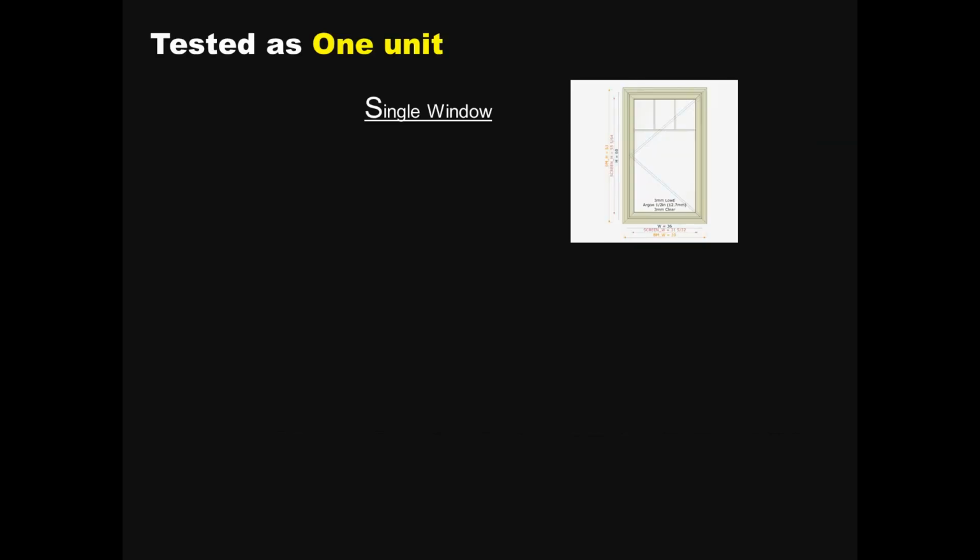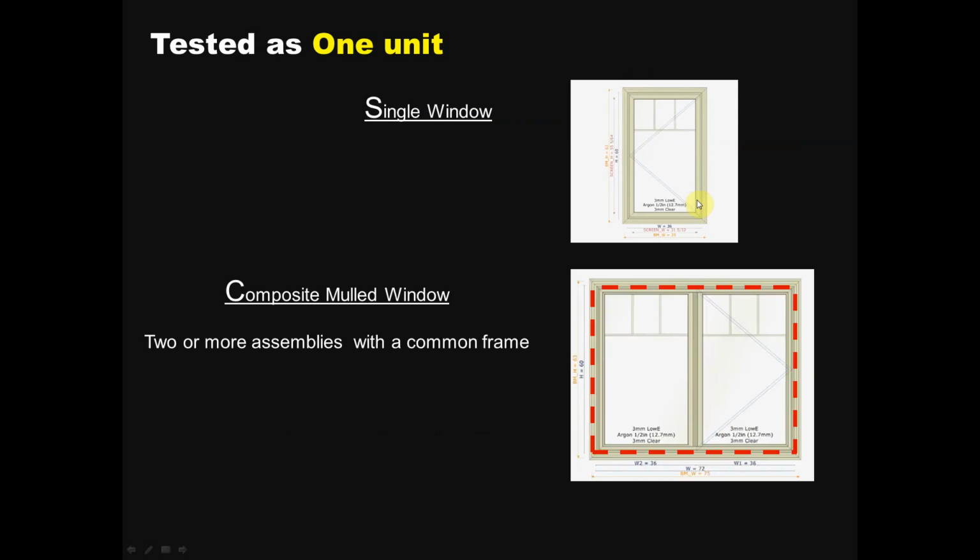Now, the units that are tested: single units are just one single unit. That's pretty self-explanatory. Composite windows are a mulled unit with a common frame. So if you put your finger down here, you can run it all the way around. That is a composite window. Now this would have a mullion here, but they normally call it a T mullion. But if you roll it all the way around, this is one common picture frame.